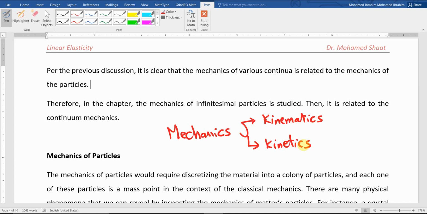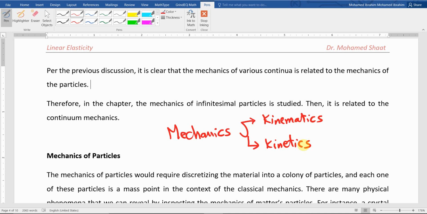So based on the previous discussion, you're going to see that the behavior of any material, whatever it is, solid material, fluid material, mainly depends on how the particles inside the material are moving. Therefore, before we study the material itself, or the behavior of the material, it is better to understand first how these particles are moving, right? And it is better to study the mechanics of the particles themselves first, and know how the mechanics of the particle would affect the mechanics of the overall material.